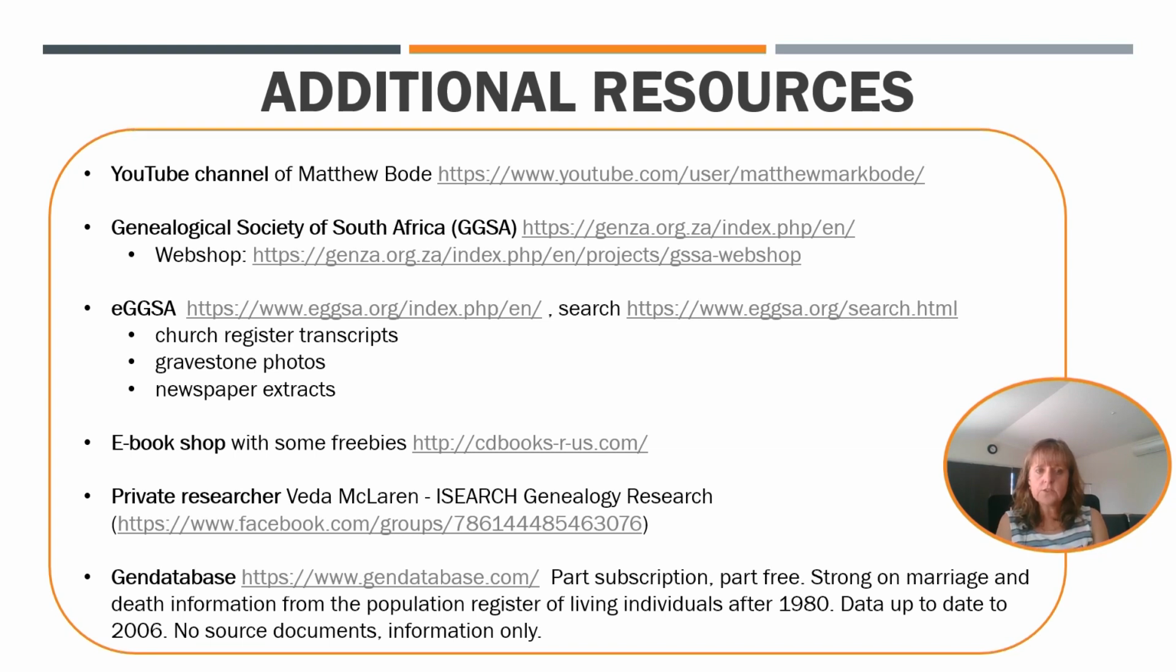Then lastly, I want to mention Gen Database. Gen Database is a part subscription, part free site. It's strong on death and marriage information from the population register of living individuals after 1980. The data is up to date up to 2006. It doesn't contain any source documents and is basically information only. When a person is deceased, you will be able to find their 13-digit identity number, which you can then use, like I've said in one of my previous slides, to order documents from Home Affairs.